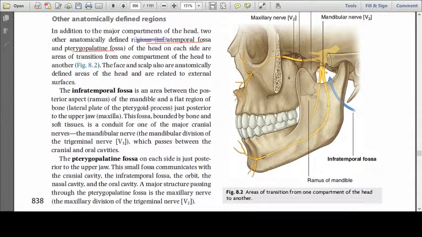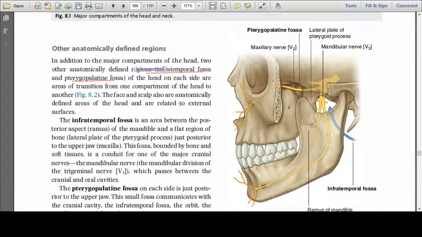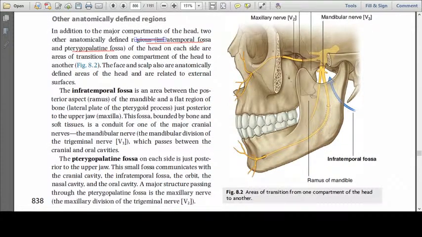So, the posterior aspect of the mandible. What is the posterior aspect of the mandible? This one is the mandible. The figure shows the mandible. So this one is the mandible, with the posterior aspect of the mandible and the flat region of the bone.